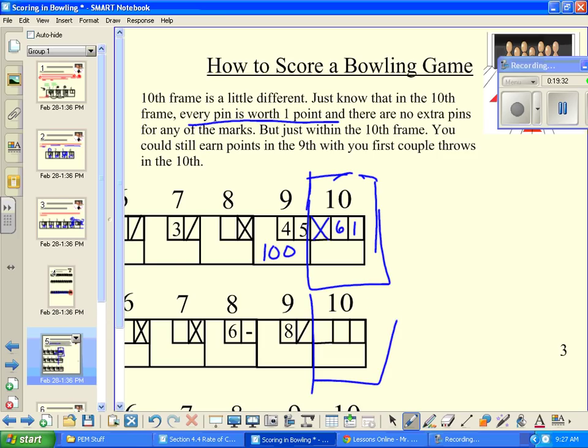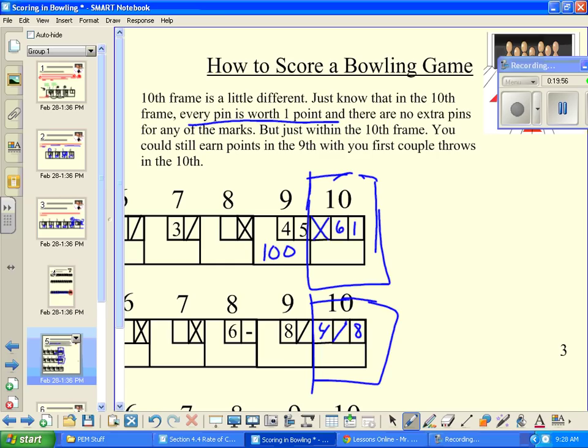In this, I'll go down to this one. In this 10th frame, let's say I get a 4 on the first throw, and then I get my spare. Well, then I will get 1 more additional throw here. And again, it's not like I'm adding 10 plus that many. In the 10th frame, I just add up how many pins I knock down, and that's what I get for a score. But I can get 3 throws in the 10th frame. So 4, then I got my spare, and then let's say I got an 8.